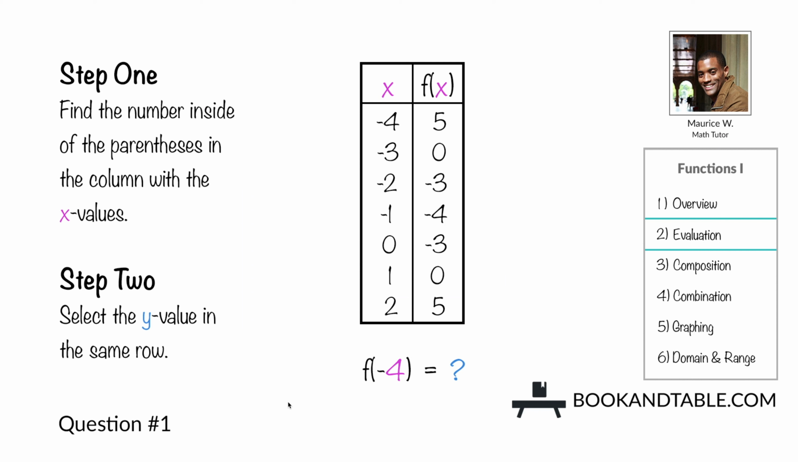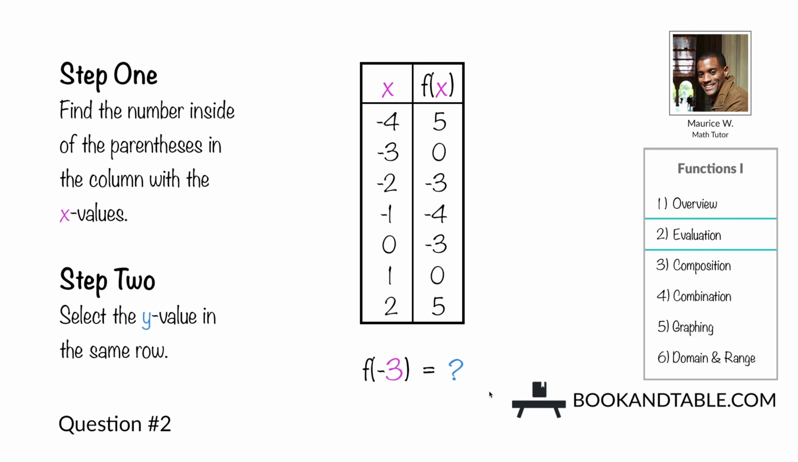Question number 1, step 1, find the number inside of the parentheses, negative 4, in the column with the x values. And step 2, select the y value in the same row. So we go to the column with the x's, we find negative 4, and we see f of x has a value of 5 when x is negative 4. So f of negative 4 is equal to 5. So that is the answer to question number 1.